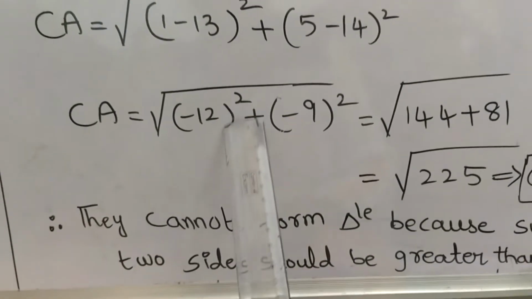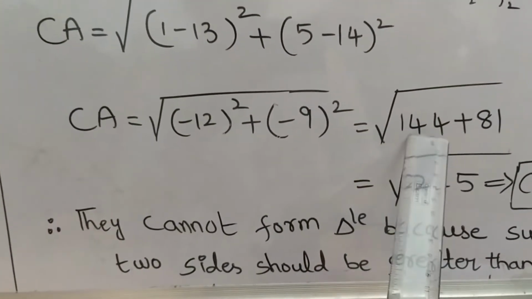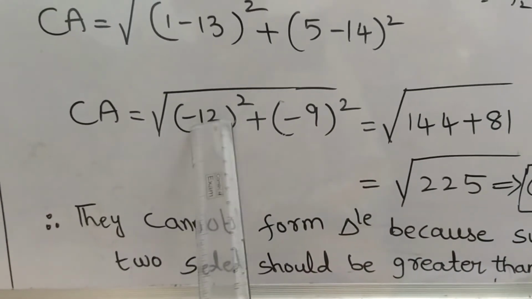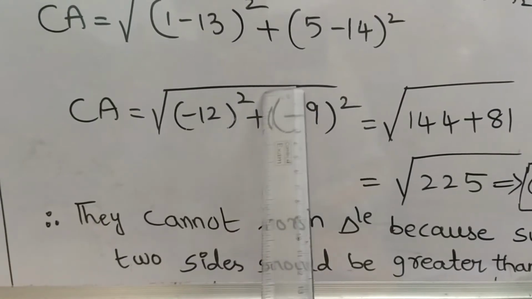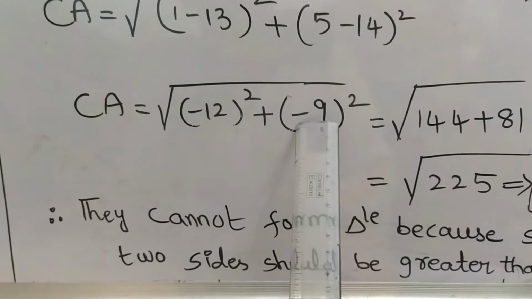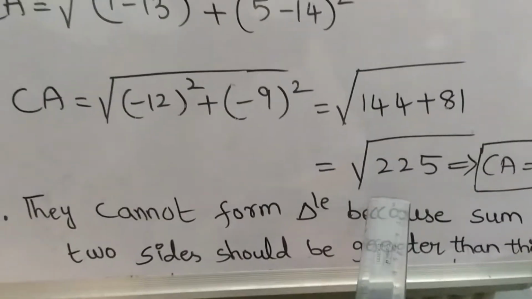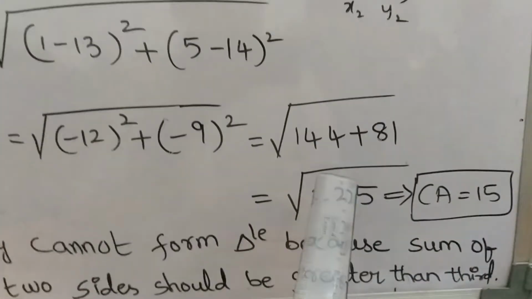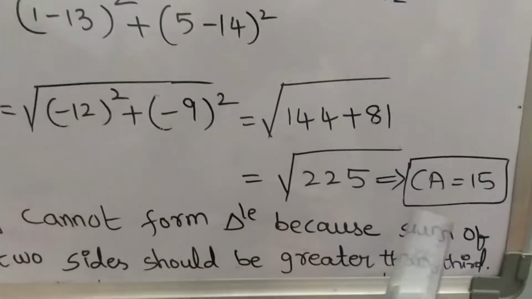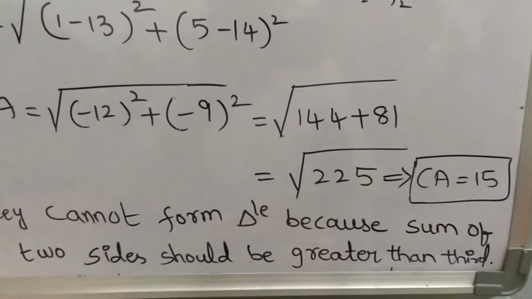This is minus 12 whole square. Minus 12 whole square is nothing but 12 12s, it is 144, plus 9 9s are 81. This minus will become plus, students, because whole square is there, so minus into minus is plus, and this minus will also become plus, that is minus into minus plus, 81. So it is under root of 225. 144 plus 81 is 225. Root 225 is 15, students. So CA is equals to 15.